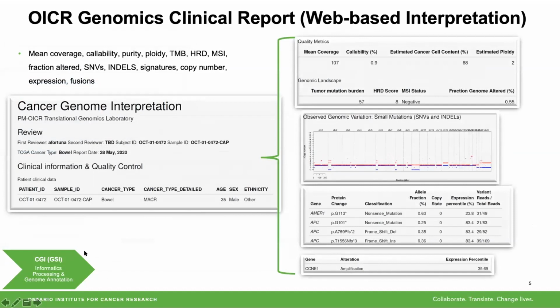So our report is going to give you general streamlined metrics, including mean coverage, callability, purity, ploidy, tumor mutation burden, and signatures like HRD and MSI, fraction of the genome altered, single nucleotide variants, indels, copy number, expression, and fusions. Next slide, please.